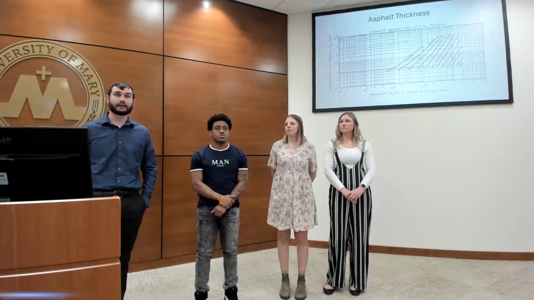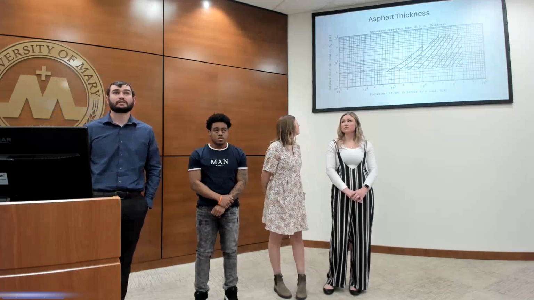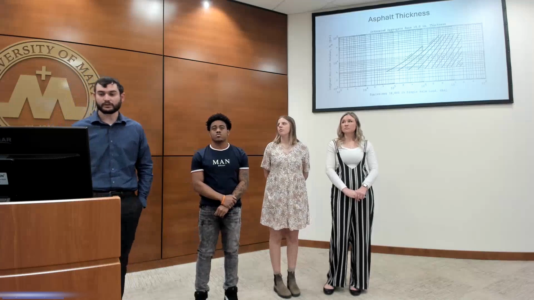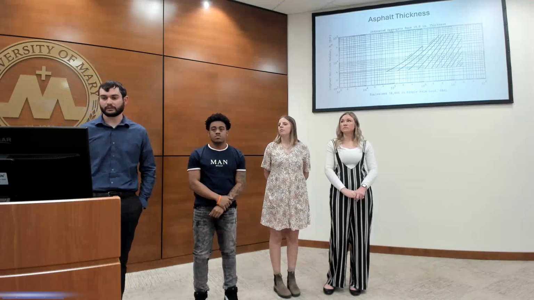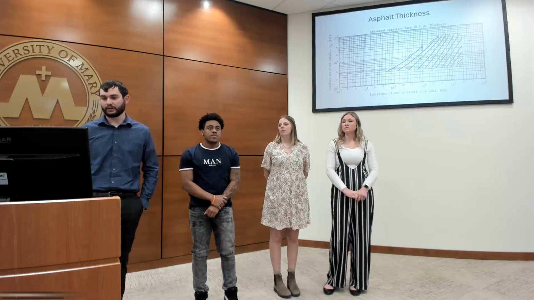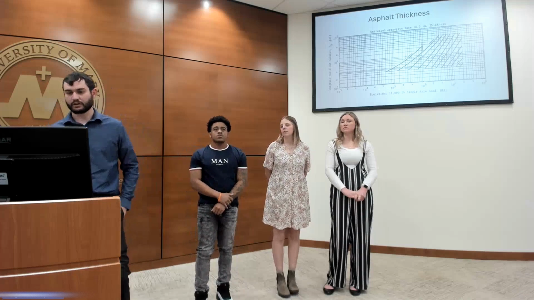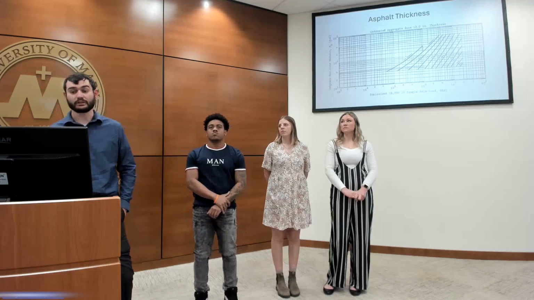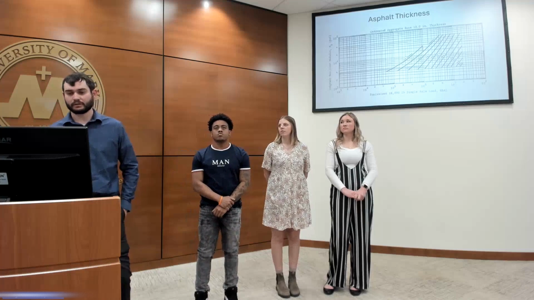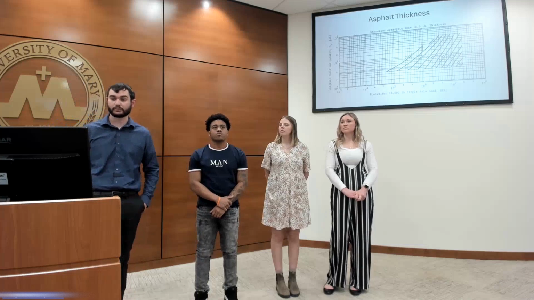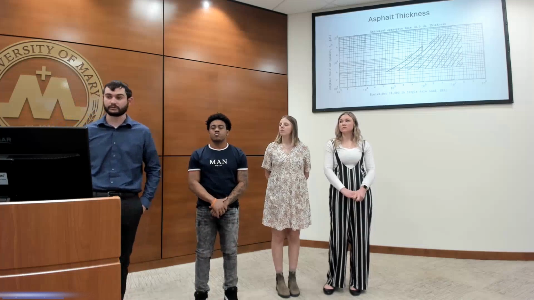So starting with asphalt thicknesses here, you can see the left side is basically the strength of the soil beneath the roadway. And then the bottom is how many trucks will be going through on our roadway. And so then you just draw up from the bottom and then over from the left, and where they cross will be your depth of pavement. We got about 5.5 inches. And so for constructability reasons, we rounded it up to 6 inches.